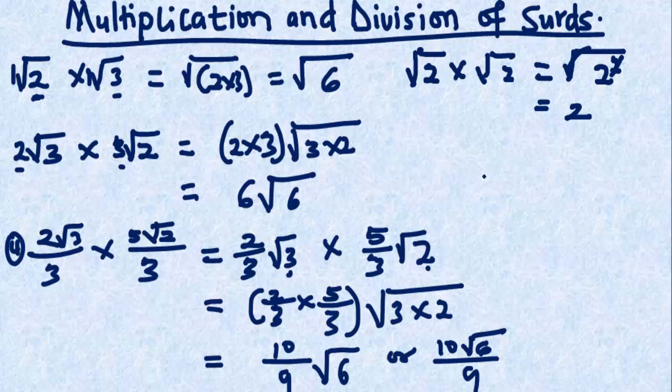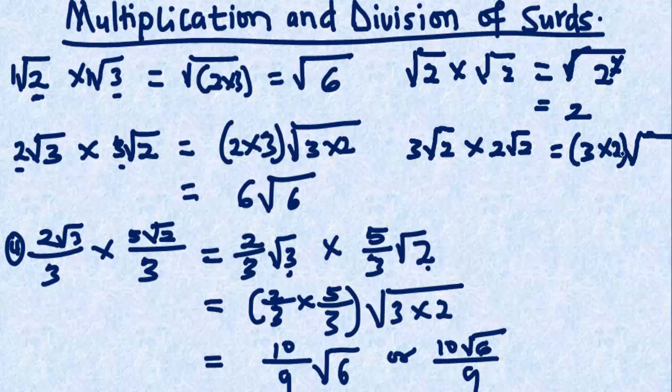In the same way, if you have 3 root 2 multiplied by 2 root 2, we have 3 times 2 for the numbers outside the root, then root of 2 squared. So 3 times 2 will give us 6, and the square cancels the root sign, so we have 2. Then 6 times 2 will give us 12.